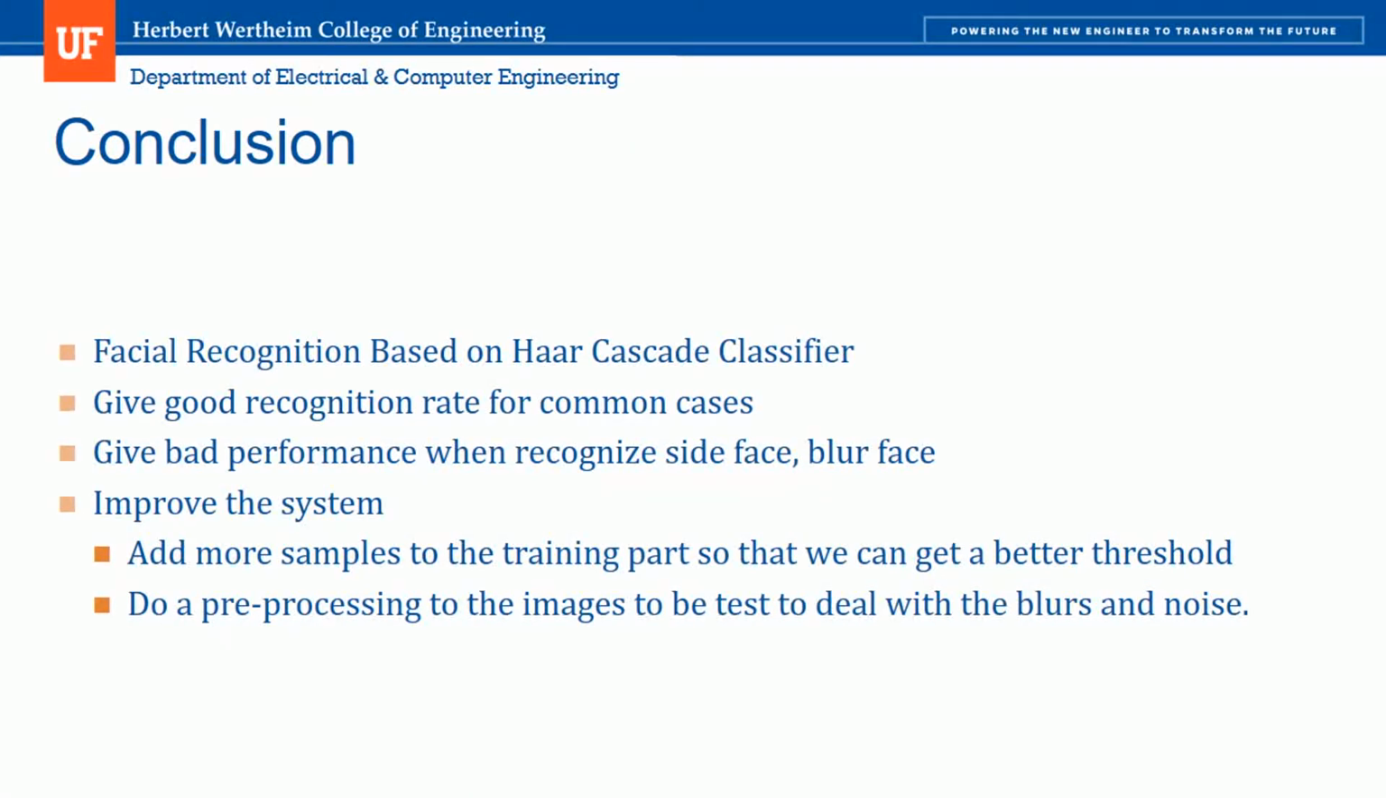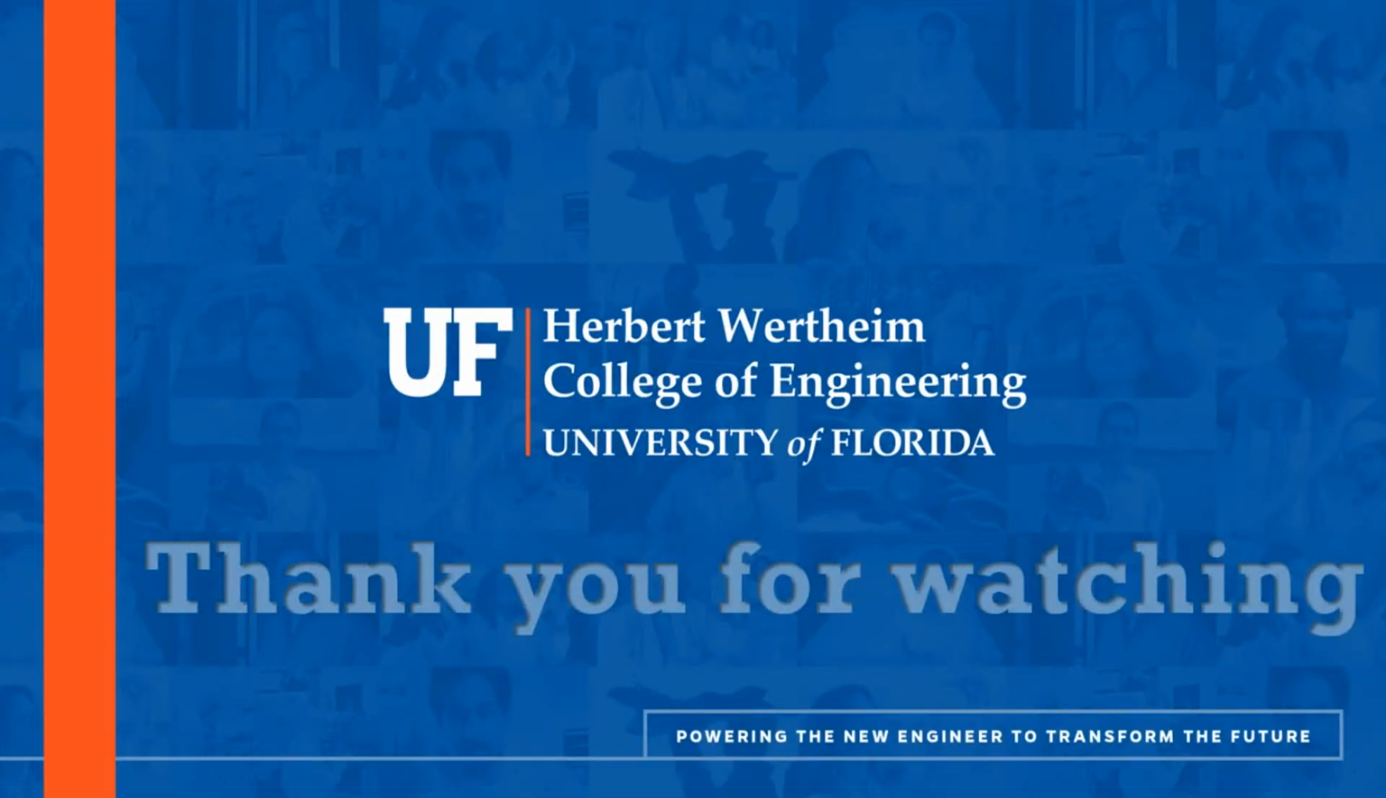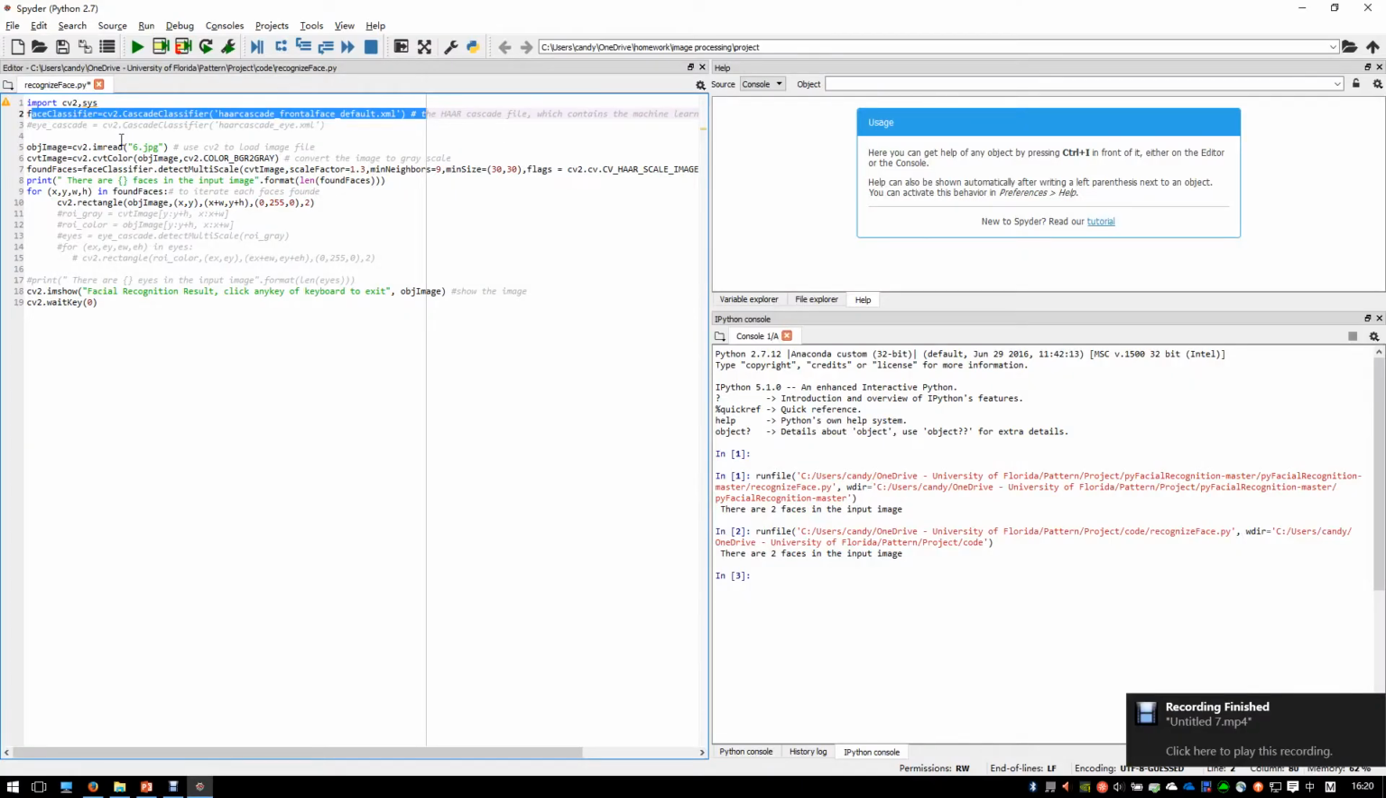Secondly, before inputting the image to the system, do pre-processing, which will deal with the blur and noise in the images. At last, here lists a part of the references I used for this paper. Thank you for watching, and I will present the program. Now let me introduce the code.